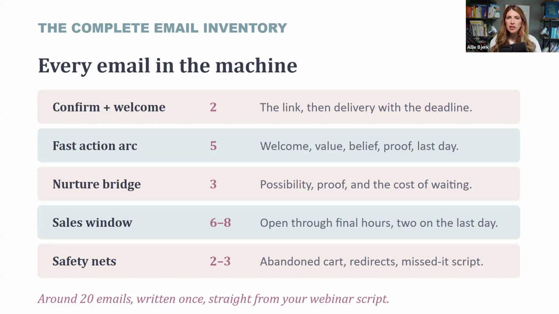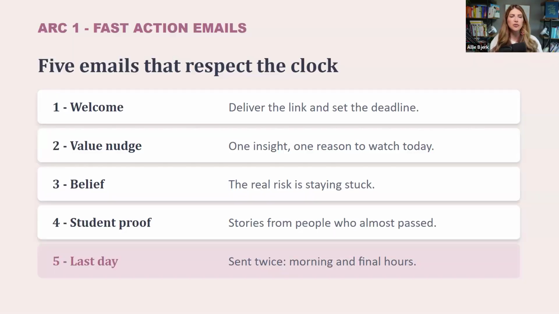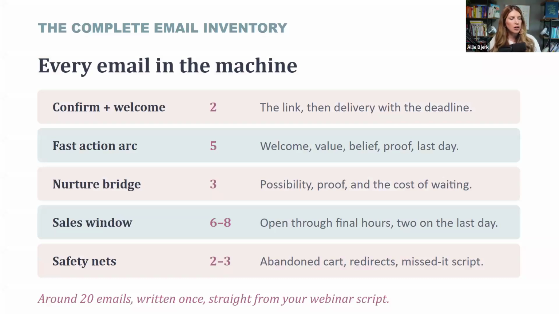Could be you missed it, could be the survey that you're sending out so that you can keep collecting information about why people didn't buy, and you can improve your email automations to include some of those objections, overcome those objections a little bit harder, stuff like that. So it's about 20 emails that you write once and then you build in around your Evergreen webinar.